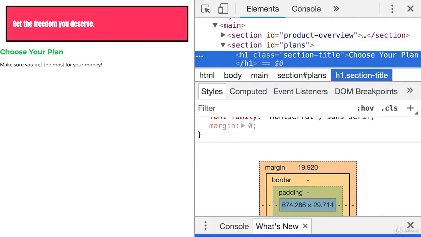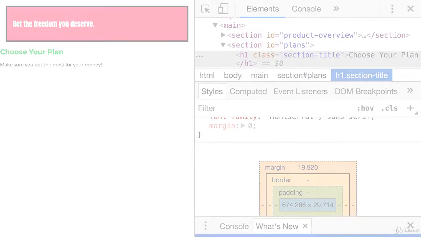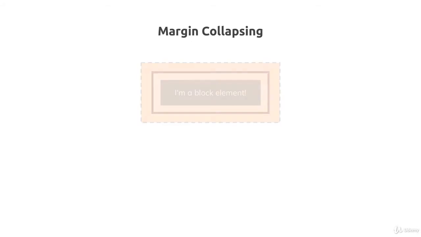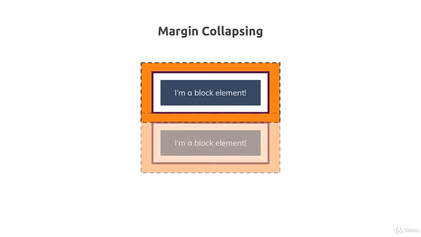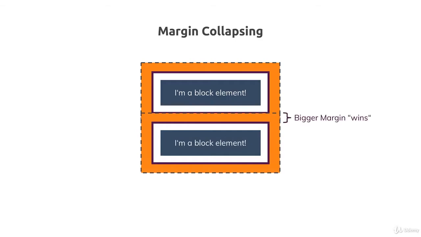This behavior is called margin collapsing. It simply means the following. If you got two elements, block elements with their box model, the margin is the orange part here. If you got two elements next to each other, then the margins between them are actually collapsed to one margin. The bigger margin wins. This is not a bug, this is on purpose.